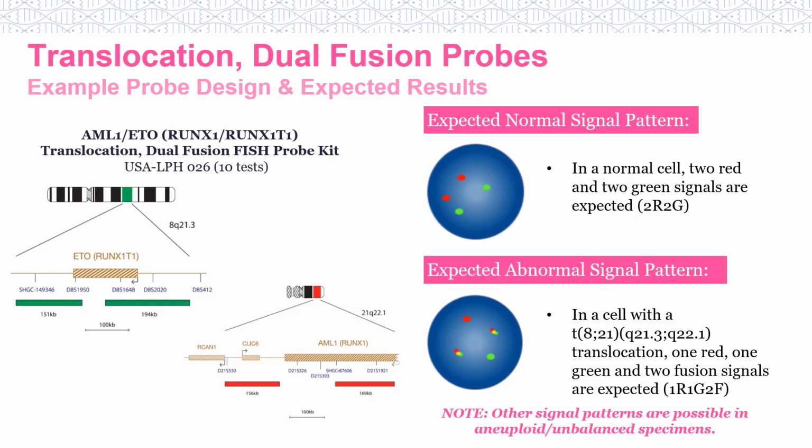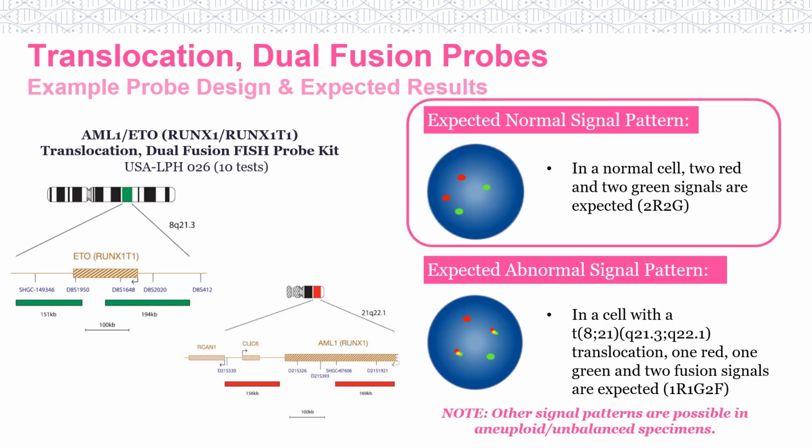This translocation is commonly observed in patients with WHO subtype AML with recurrent genetic abnormalities: AML with translocation 8;21 q21.3;q22.1, which was previously known as AML FAB type M2. It is most commonly found in children and young adults and is a good prognostic indicator.